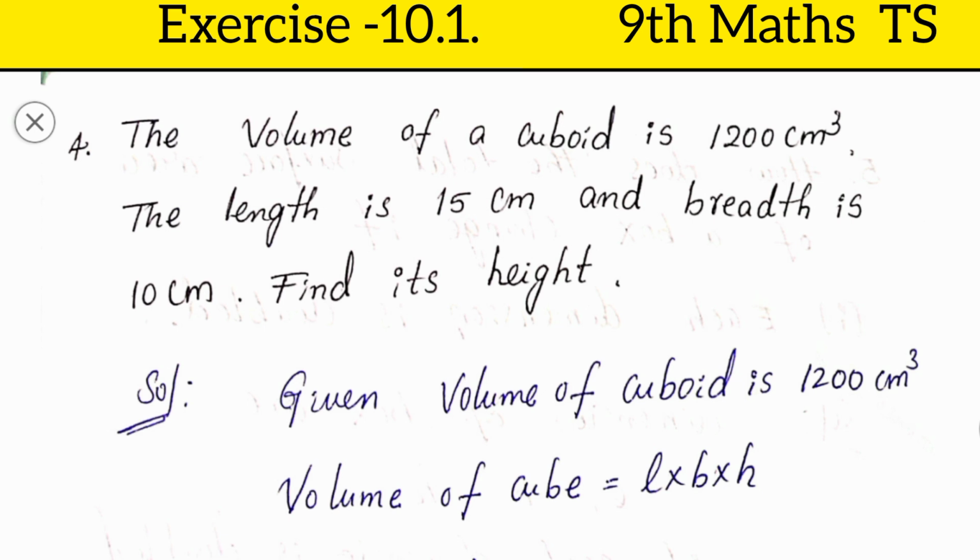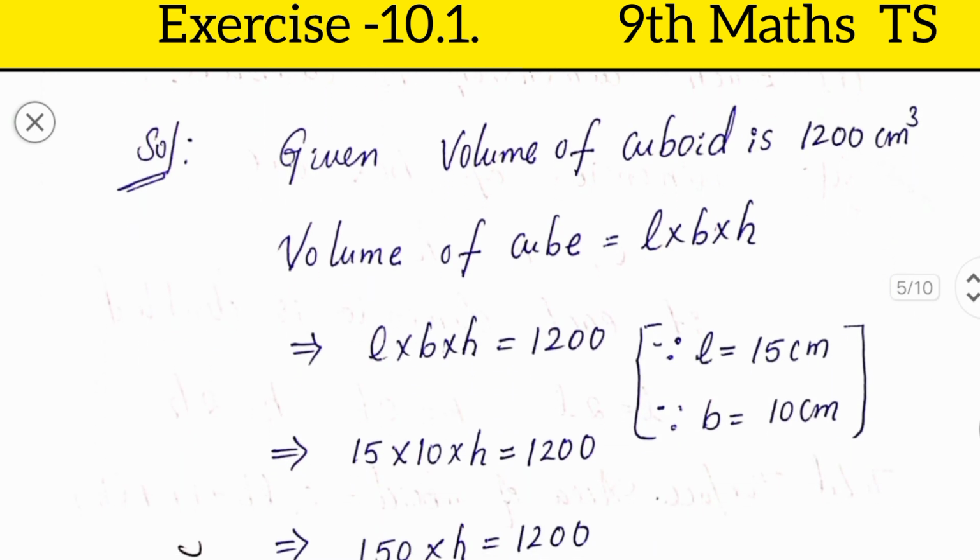We know the formula for the volume of a cuboid. So volume of the cuboid is L into B into H. Here it is already given that L into B into H is 1200, and the L value is also given, 15 centimeters, and the B value is also given, 10 centimeters. Just substitute it. The unknown variable here is height. So then we can find the height very easily. Just look at this. Given volume of the cuboid is 1200 centimeter cube. Volume of cuboid equals L into B into H.